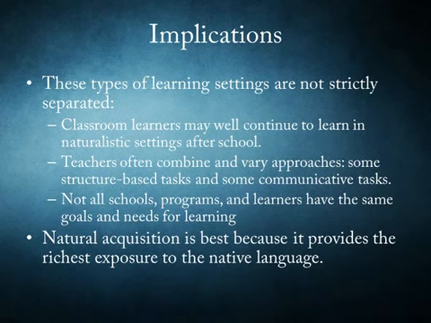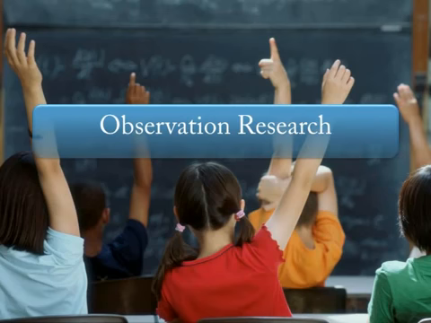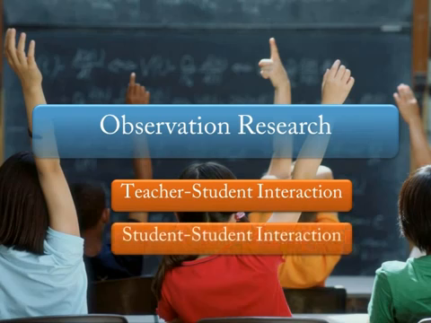Let us now talk about the observation research. A lot of the research on the topic of different teaching methods and acquisition environments depends on observation of teachers teaching. There are 2 main types of interaction that are studied. First, teacher-student interaction, and second, student-student interaction. In both settings, researchers are trying to figure out which teaching approaches work best to mimic naturalistic language acquisition and promote the most natural communicative use of language by the learners.